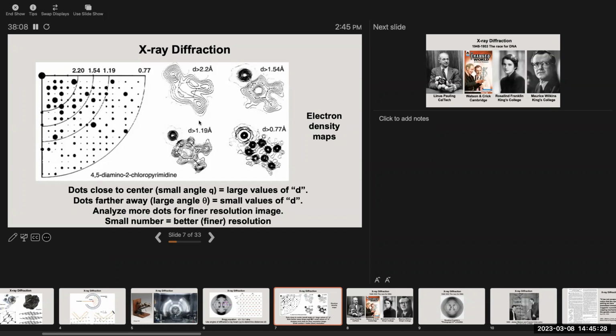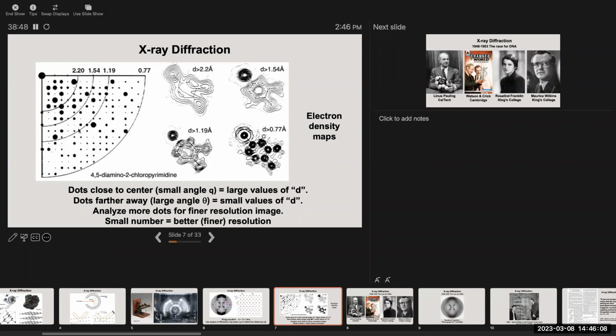You can then refine the image more by starting to analyze more dots that are farther away from the center. So this next circle represents progressively larger values of theta that correspond to progressively smaller values of d. If you analyze all the dots that fall within that circle that says 1.54, you get a map of your molecule at a resolution of 1.54 angstroms, which is finer resolution.